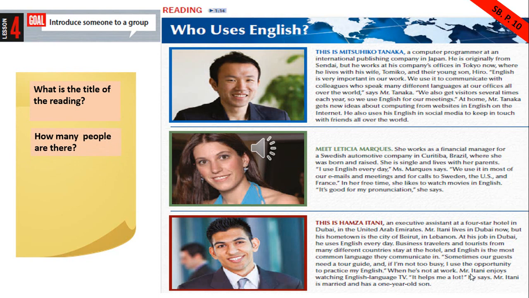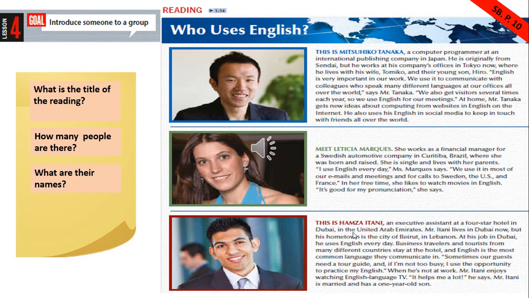How many people? Yes, there are 3 people. What are their names? And if you can look here, we have the name of the person in front of each picture. This is, his name is Mitsuko Tanaka. Okay, and this is Leticia Marcus, and this is Hamza Itani.